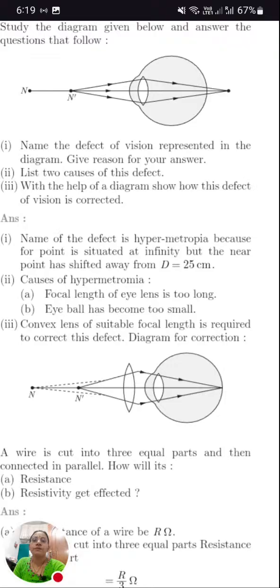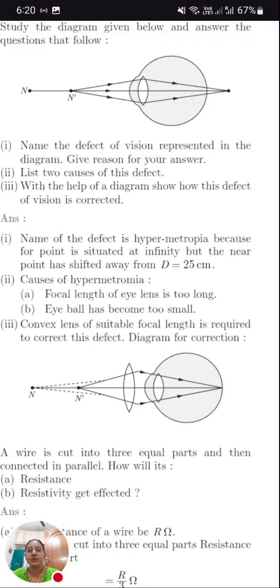Next question: with the help of the diagram, show how this defect of vision can be corrected. So you need to draw all the diagrams, a total of 3 diagrams. The first one is the normal human eye, the second one is the defective eye, and the third one is the corrected eye. Two defects are given. Both the diagrams are important. Anyone can be asked. Practice them properly.